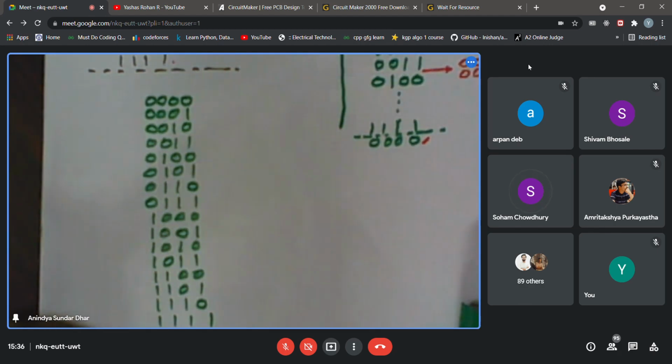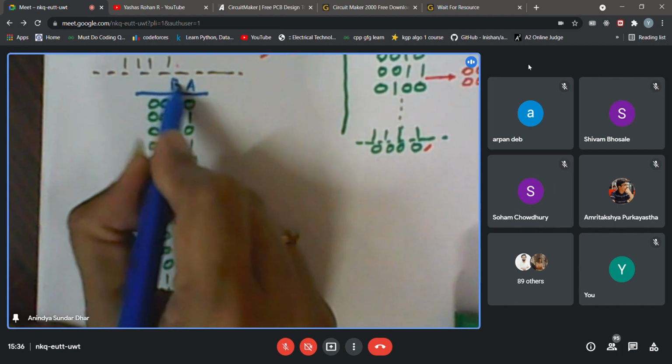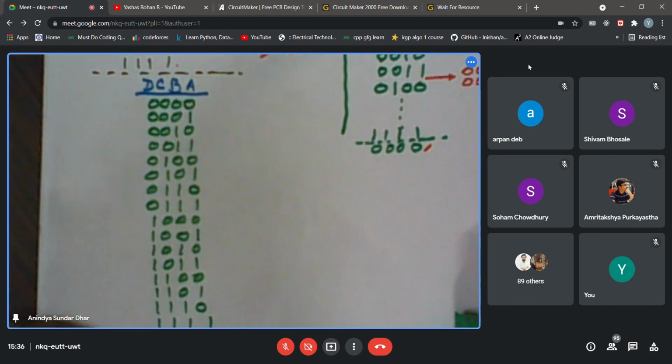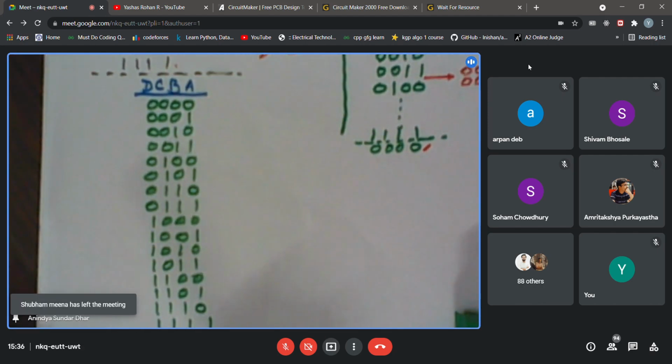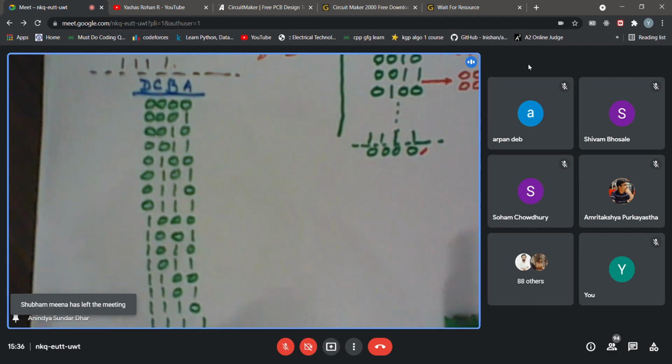Yes, sir, connect A and B. Let me write that: A, B, C, D. So if I put A and what else you said? B. Right, so when it reaches 3, it will be reset. So 0, 1, 2, there will be 3 states, so it will be a mod 3 counter.